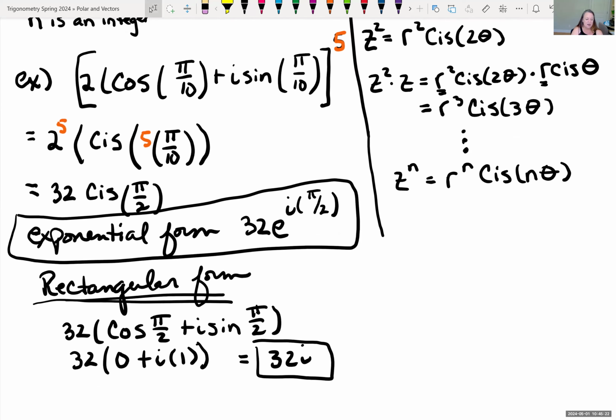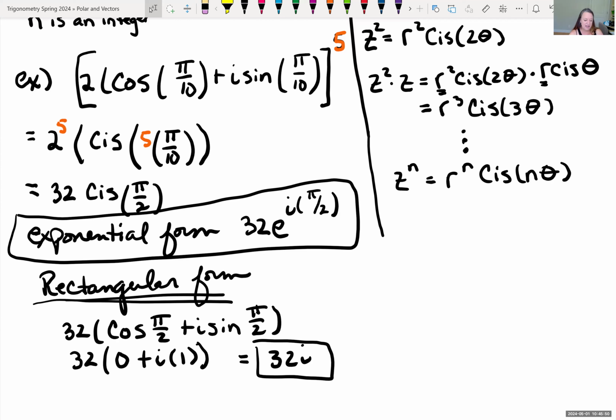So DeMoivre's theorem gives us a way, instead of having to take something and multiply it out 5 times, a lot faster and easier. If we had to do that in rectangular form and multiply that out, well, this is a case where it wouldn't have been too bad because it's only one term, but 32i times 32i, and do that 5 times, it would have been kind of messy, especially if there were 2 terms in there and we had to distribute.